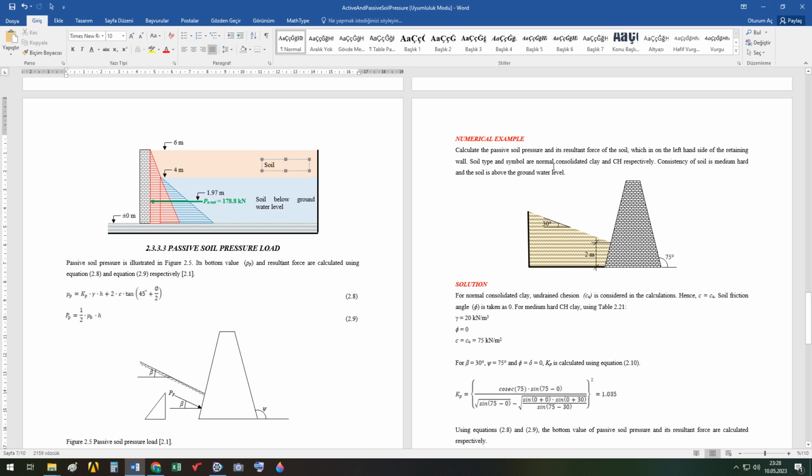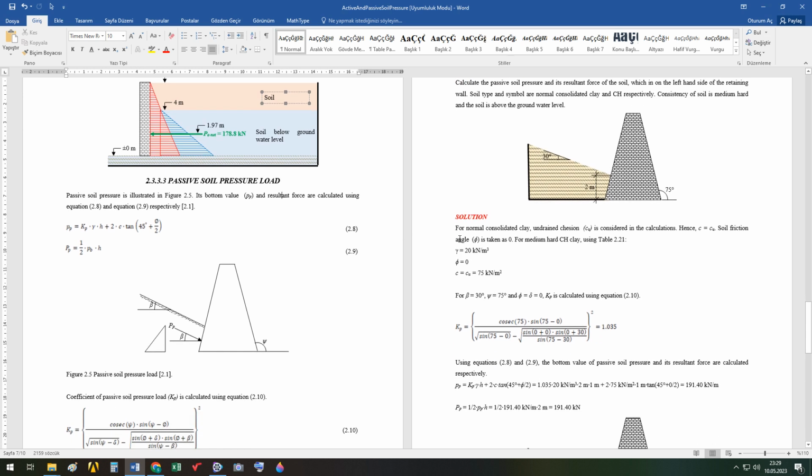Soil type and symbol are normal consolidated clay and CH respectively. Consistency of soil is medium hard and the soil is above the groundwater level. So we will not calculate the water pressure acting to the retaining wall.